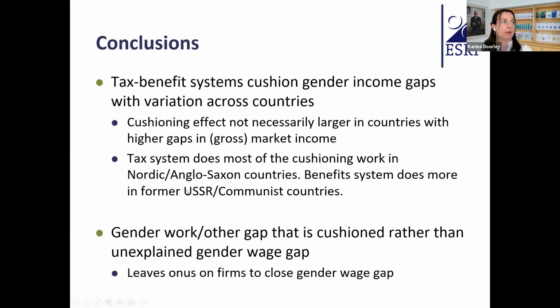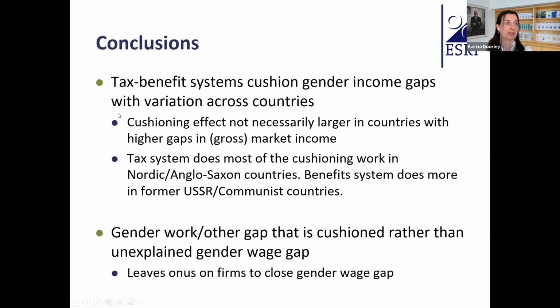So let me finish up. Just a few observations to leave with you. So I've shown you that tax benefit systems cushion gender income gaps, but that there's some variation across countries. And it's really an empirical question to what extent tax benefit systems are capable of cushioning the gender income gap. That requires information on the composition of the gender income gap and how the tax benefit system is structured.